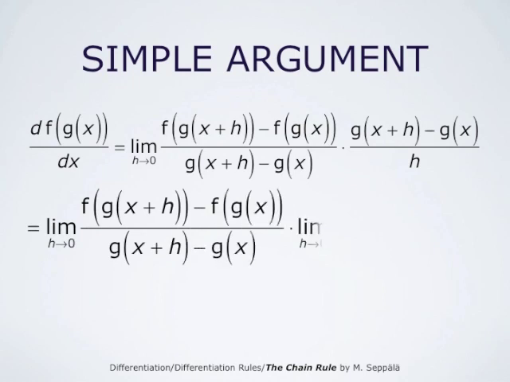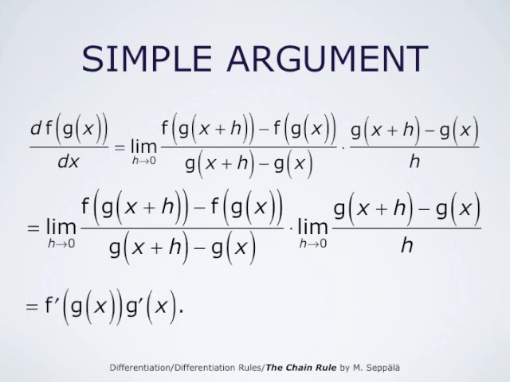So we have that the derivative of f of g of x is the limit as h goes to 0 of the quantity f at g(x) plus h minus f at g(x), divided by g(x) plus h minus g(x), multiplied by the limit as h goes to 0 of g(x) plus h minus g of x, divided by h. Now, the first limit is the derivative of the function f evaluated at g of x by the definition of the derivative, and the second limit is the derivative of g at x. Therefore, we conclude that the derivative of the composed function f composed with g at x is the derivative of f at g of x times the derivative of g at x.